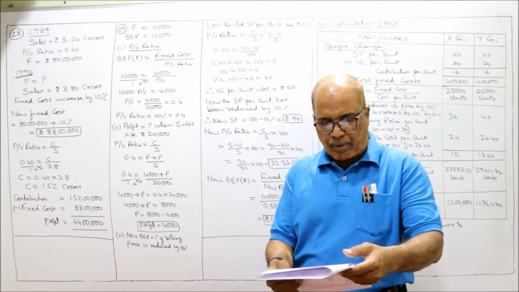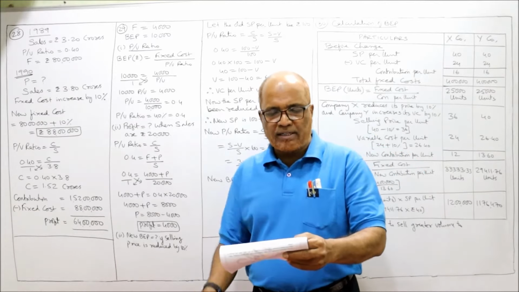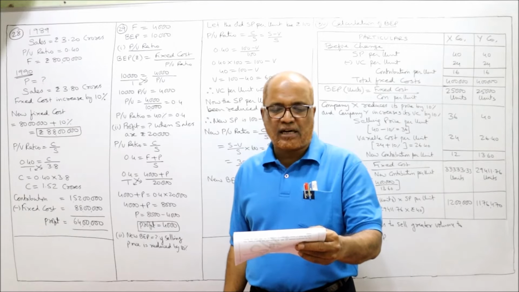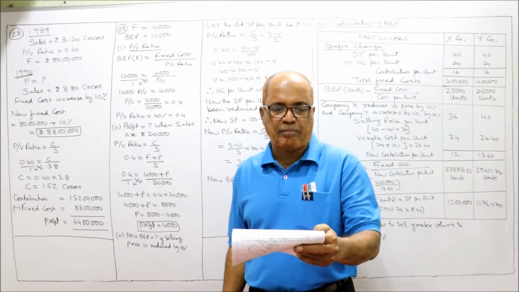Now 29th problem. From the following data, calculate PV ratio, profit when sales are 20,000 and new break-even point if selling price is reduced by 10%.